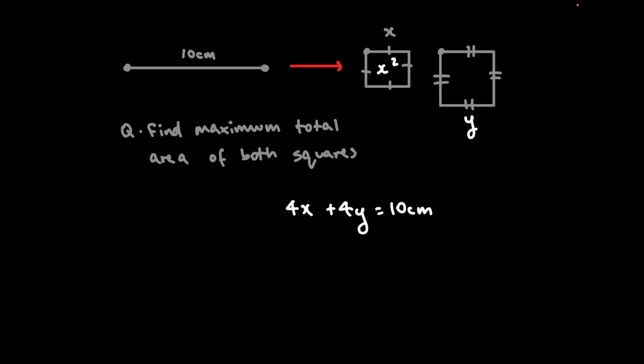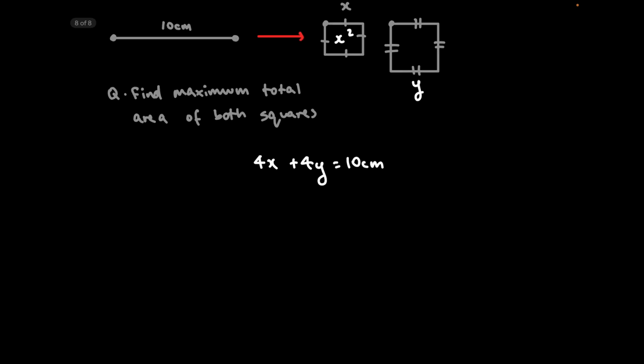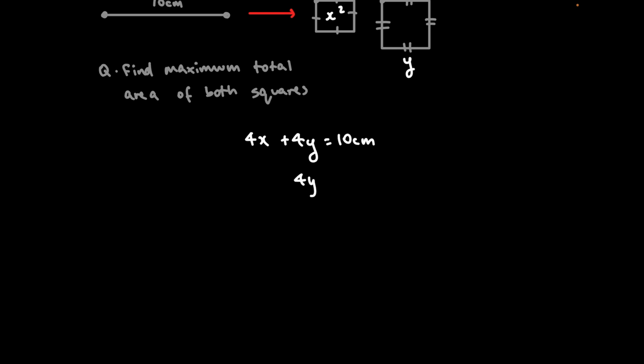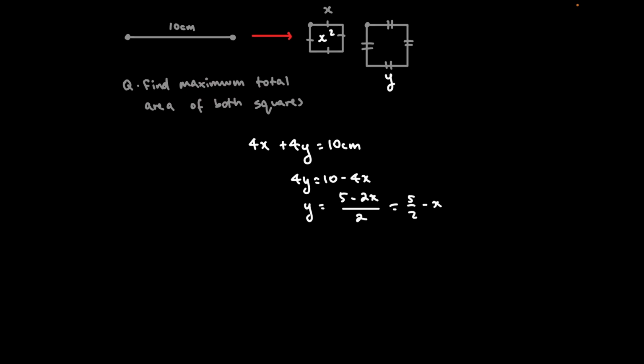And we don't know what y is, so let us just work out what y is currently. So to work out y, we can say 4y equals 10 take 4x, and that means y is simply equal to 5 minus 2x all over 2. So this is the value for y. I can also simplify this as 5 on 2 minus x. Okay, so let us now work out what is the area? How do we work out the maximum total area of both of these? Just for space, I'll get rid of all this.